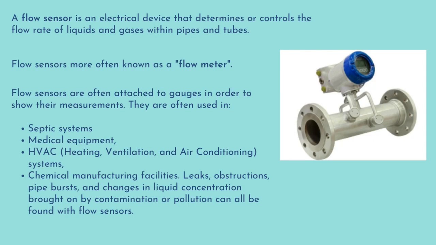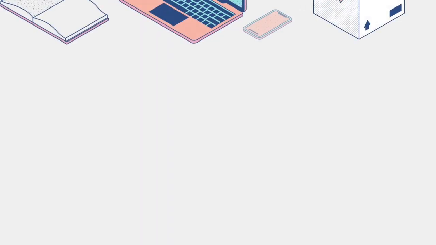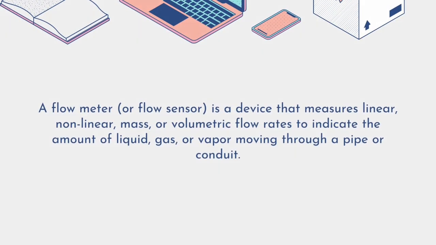They are often used in septic systems, medical equipment, HVAC or heating, ventilation, and air conditioning systems, and chemical manufacturing facilities. Leaks, obstructions, pipe bursts, and changes in liquid concentration brought on by contamination or pollution can all be found with flow sensors. So another definition of a flow sensor or flow meter is a device that measures linear, nonlinear, mass, or volumetric flow rates to indicate the amount of liquid, gas, or vapor moving through a pipe or conduit.